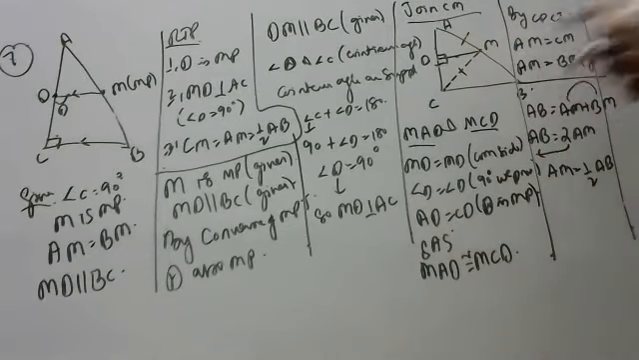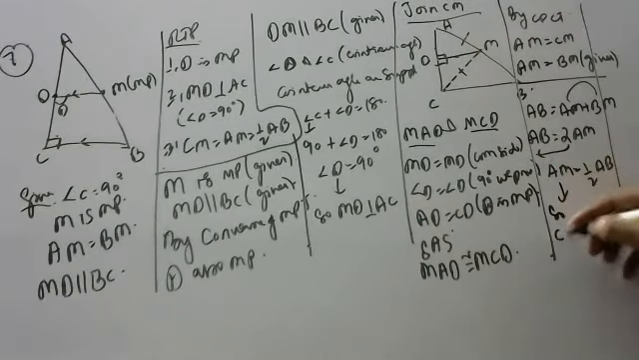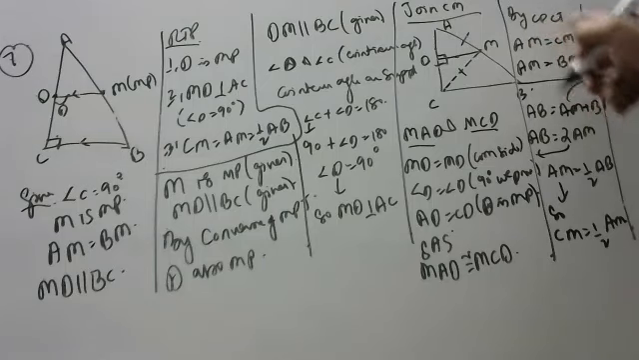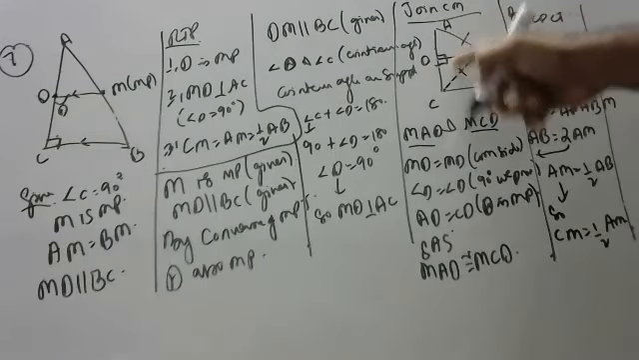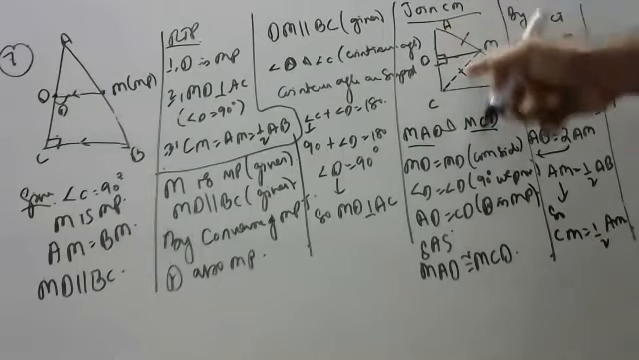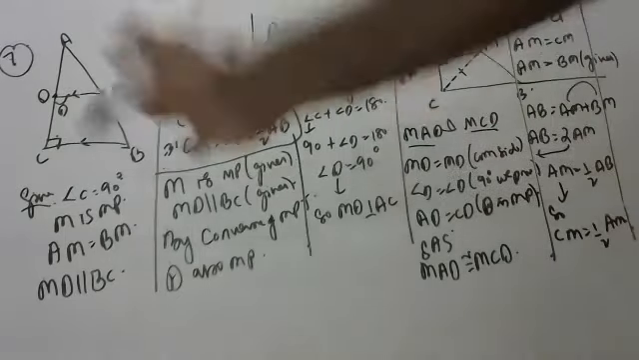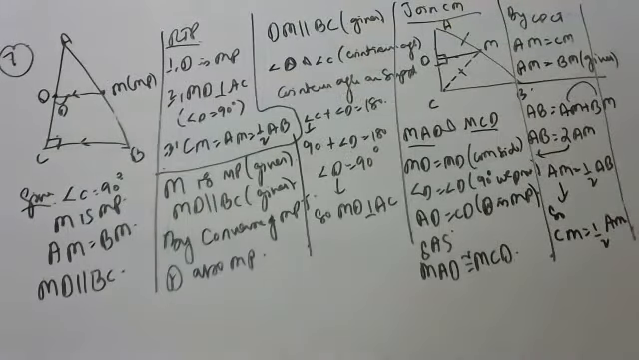So CM is also equal to half of AB. Why are AM and CM equal? Because the triangles are congruent. This is the seventh sum, a very important sum and the most beautiful sum.